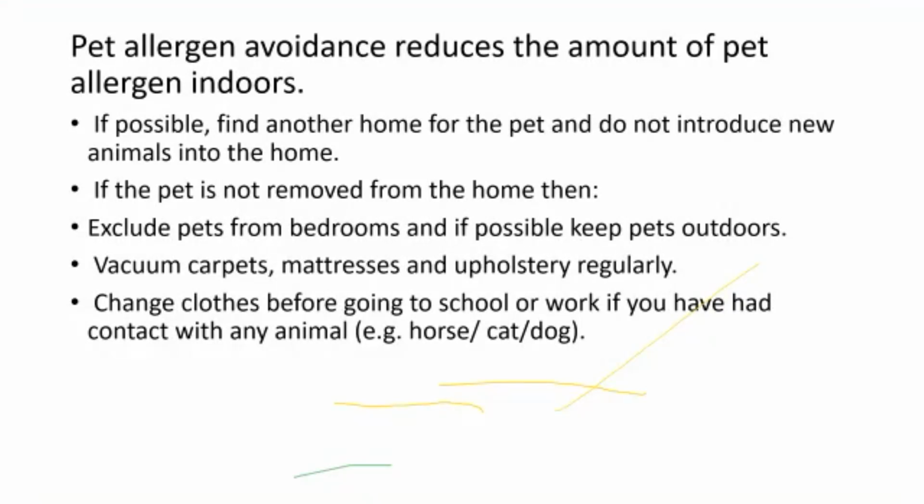Next, pet allergens: reduce the amount of pet allergen indoors. If possible, find another home for the pet and do not introduce new animals into the home. If the pet is not removed from the home, then exclude pets from bedrooms and if possible, keep pets outdoors. Vacuum carpets, mattresses, and upholstery regularly. Change clothes before going to school or work if you have had contact with any animal, for example horse or cat or dog.